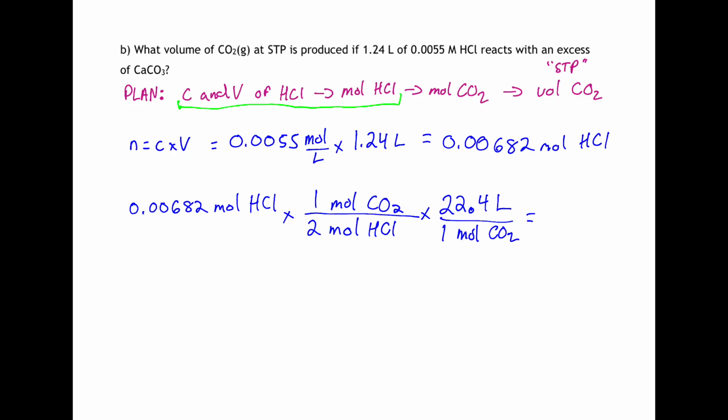I think I can get away with rounding it right now. What's the number of significant digits I should keep?